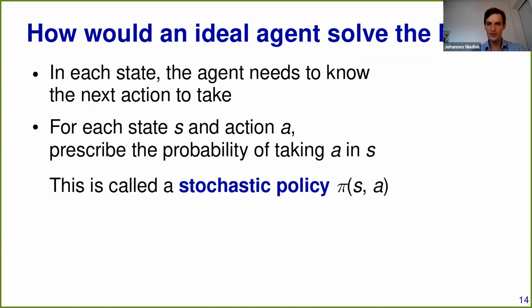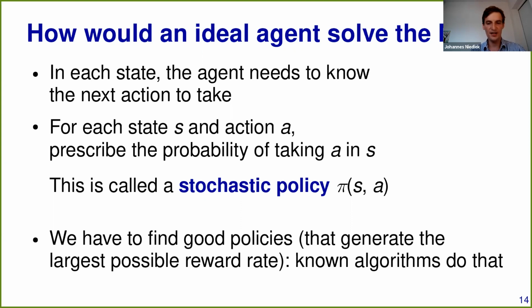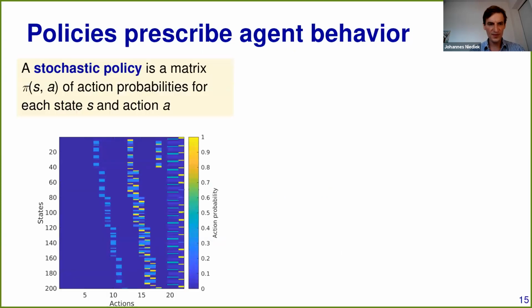And what we need are good policies that if we follow them, we will retrieve a large reward. And there are many algorithms that do this. This is an old and known problem, so there's no difficulty here. And here you see a visualization of a policy. So on the y-axis, you have 200 states in this case, and on the x-axis, 22 actions. And the color code is the probability of taking each action in each state.